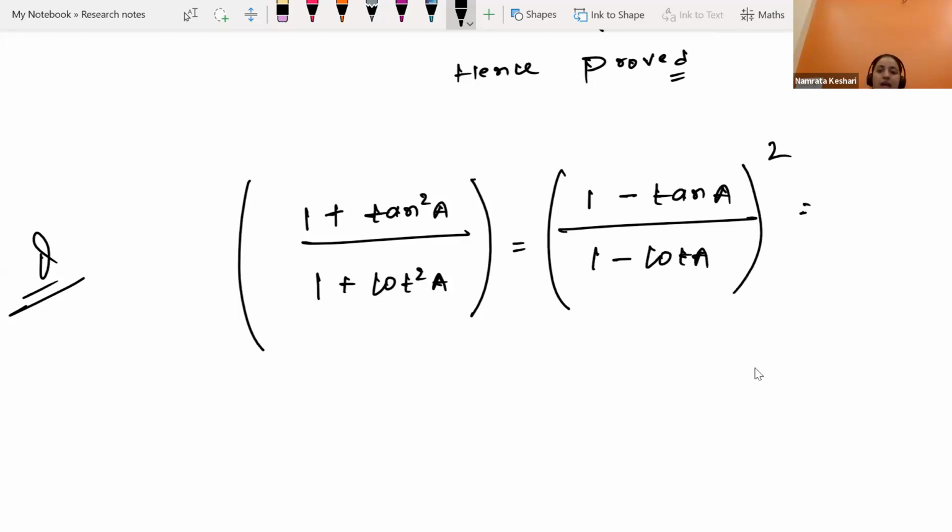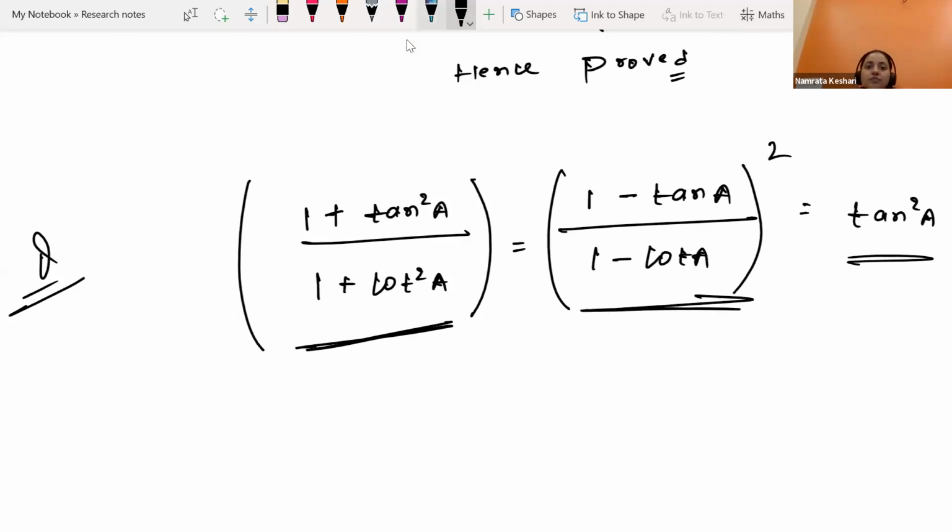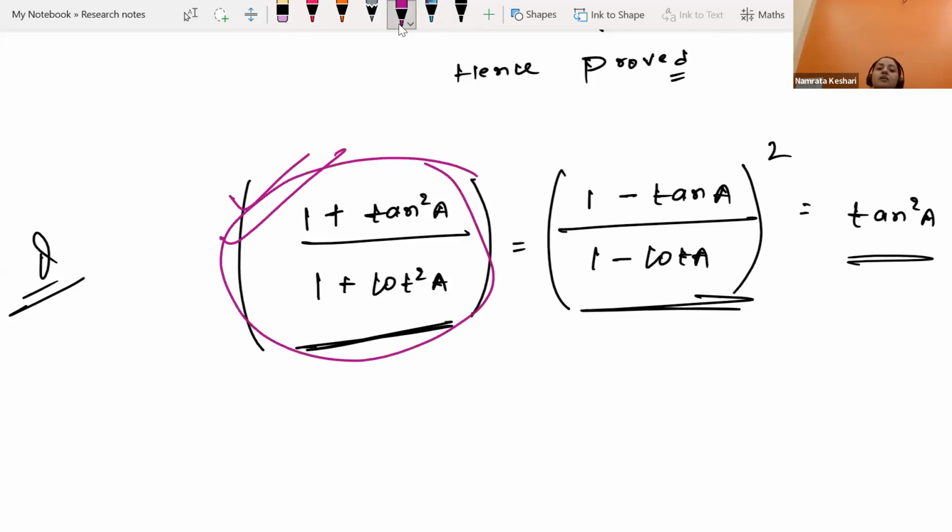We have to prove that the middle one and the last one are all equal to each other. So at first you can work on this one. Take this complete expression, solve it, and tell me what you are getting. Please do it, everyone.